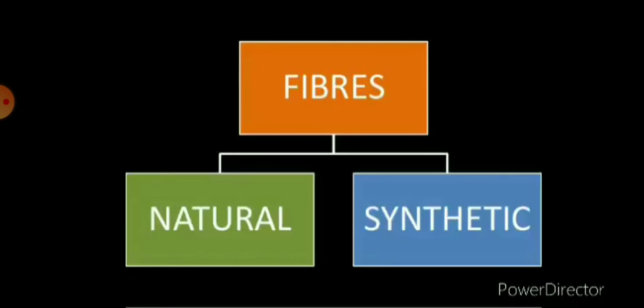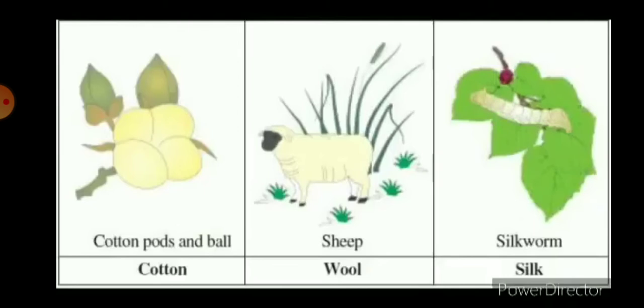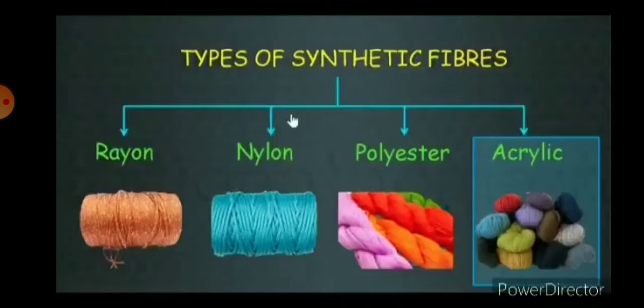Now we are going to learn about fibers, natural and synthetic. For that, again, we are going to do one activity. Visit a cloth shop, discuss the following points with the owner and make notes. In that note, you have to write the type of cloth, what it is made of, the sources of the material, and where the cloth is made.